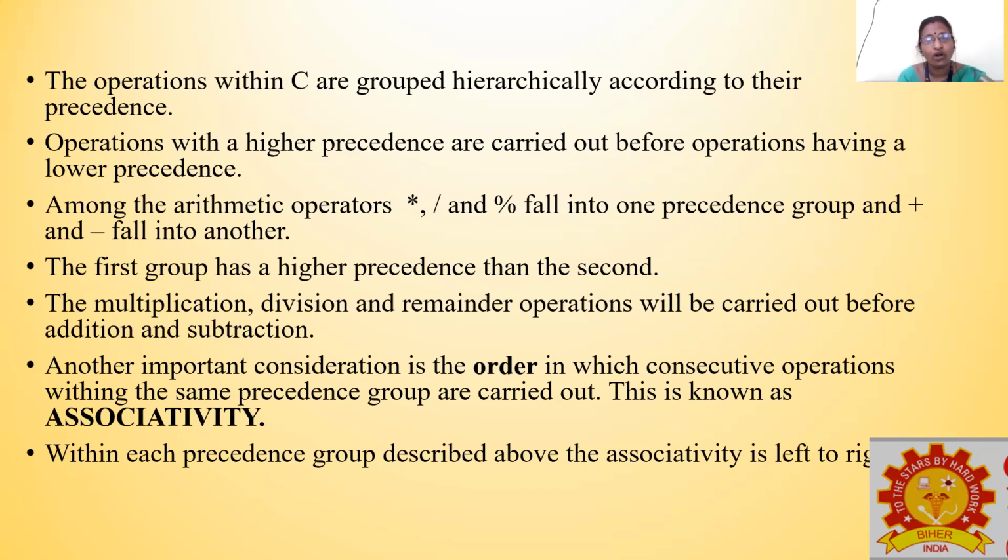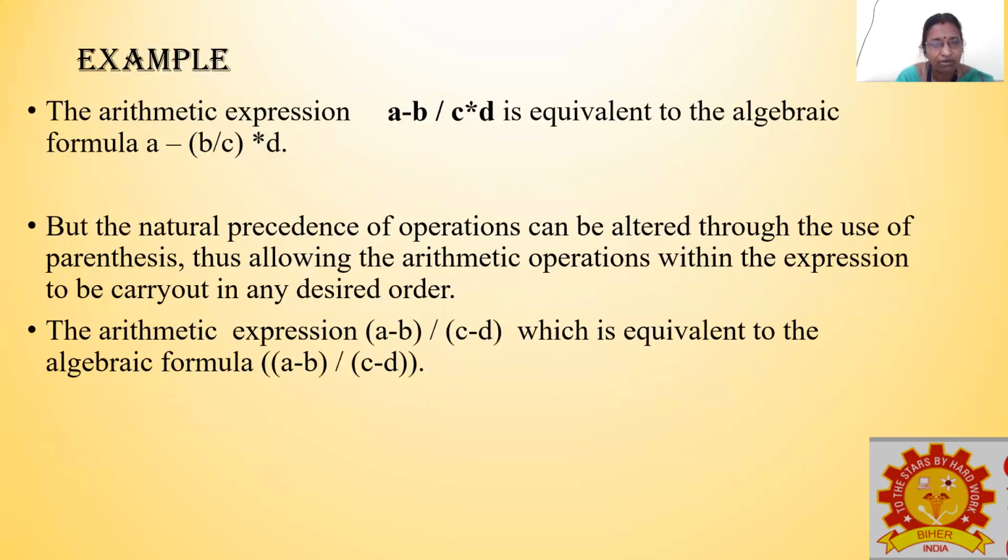Another important consideration is the order in which consecutive operations within the same precedence group are carried out. This is known as associativity. When operators of the same precedence appear in the statement, how do we calculate? We use the associativity. Within each precedence group described above, the associativity is left to right. That is multiplication, division, modulus in one group, and addition, subtraction in the other. When these operators appear together, you have to follow the left to right order to calculate the value.